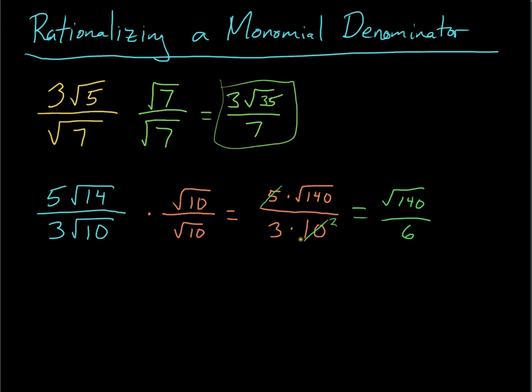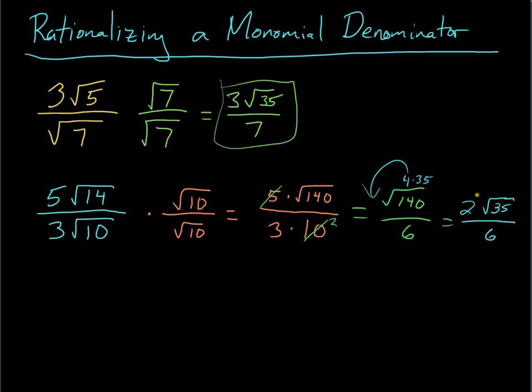And now the only thing left is to ask myself, does this root 140 simplify? Remember, a square root simplifies if there's a square that divides into it. So the squares are like 4, 9, 16, 25, those guys. Let's just try dividing this by 4. Sure enough, this is 4 times 35. I can pull the 4 outside if I square root it, so that'll be 2. And then the 35 I'm not doing anything to, just leave it inside, over 6.